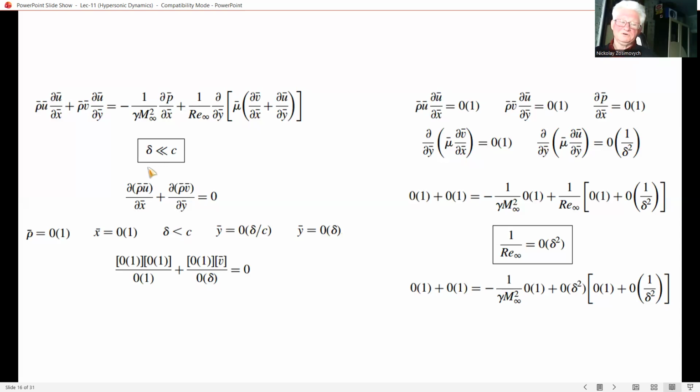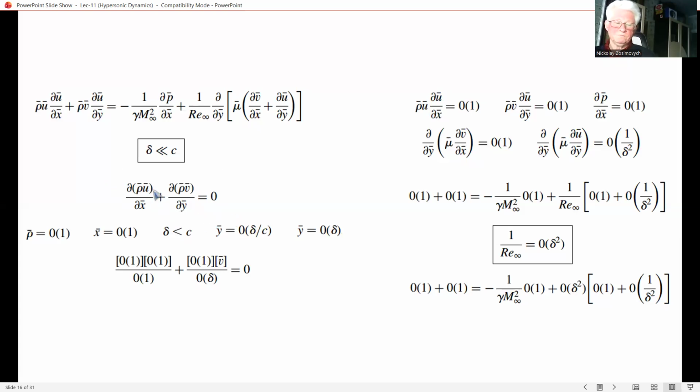Consider the continuity equation for a steady two-dimensional flow, which in terms of the non-dimensional variables is given, from the previous slide, by this equation in the middle: ∂(ρu)/∂x plus ∂(ρv)/∂y equals 0.